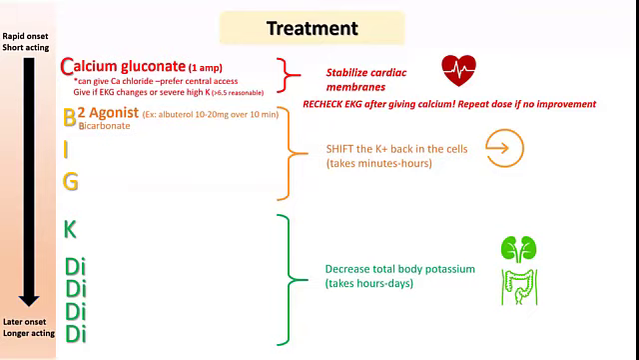Bicarbonate is also a possible treatment to help shift potassium back into cells. However, the evidence here is much more limited. I don't typically give bicarb unless the patient has a concomitant metabolic acidosis.